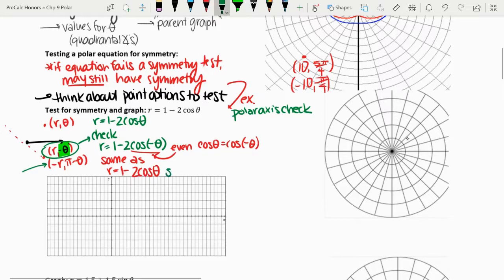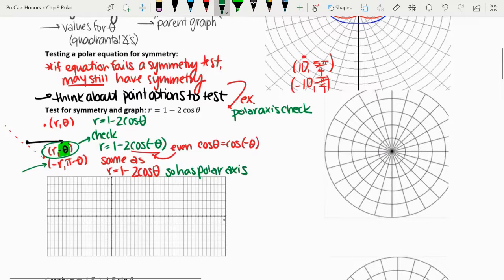So that means that this graph has polar axis symmetry, because if I sub in a negative theta, I'm going to get the same equation. So essentially those outputs will be the same for those, or both work in that equation.